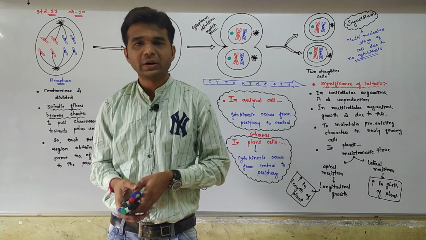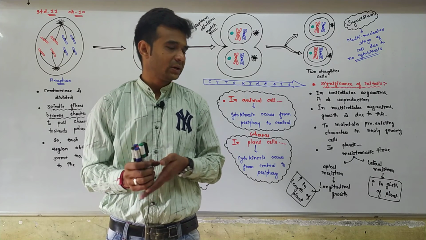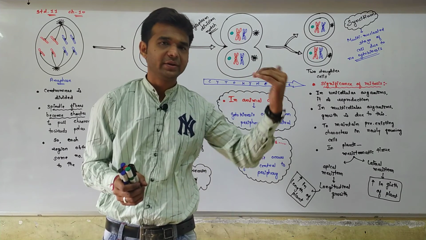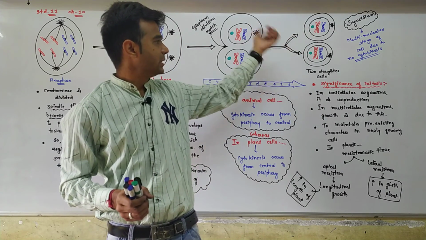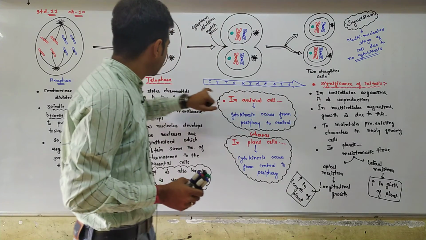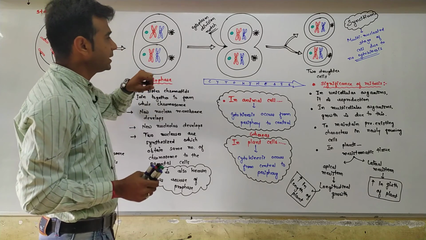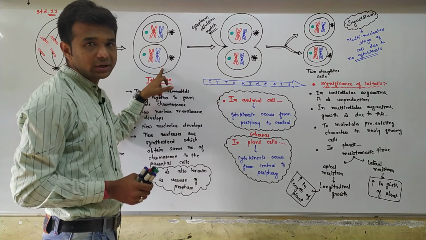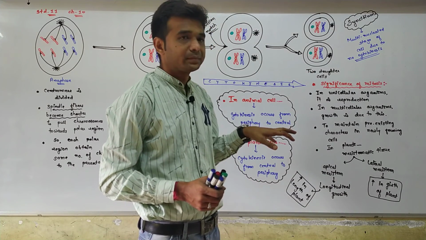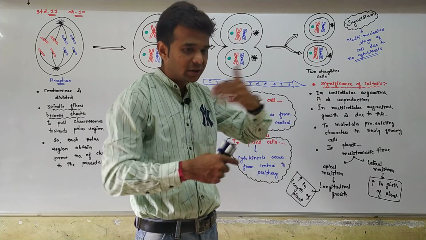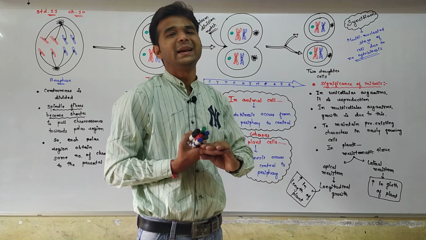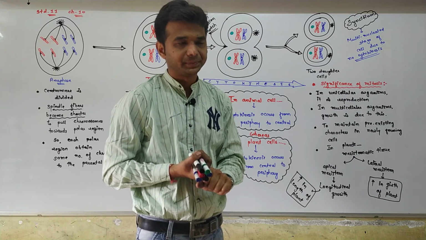Generally, what happens here? After karyokinesis, cytokinesis occurs. After cytokinesis, again karyokinesis occurs. So now two daughter cells are formed here, and two daughter nuclei are formed. Now these two daughter cells undergo the interphase stage and get ready for the next M phase.